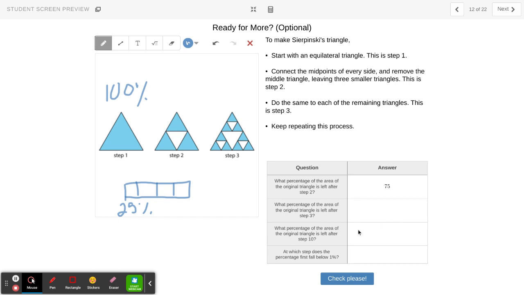Okay. So what percent of the area of the original is left after step 3? Okay, so we have to figure that part out. So see if you can figure that out.